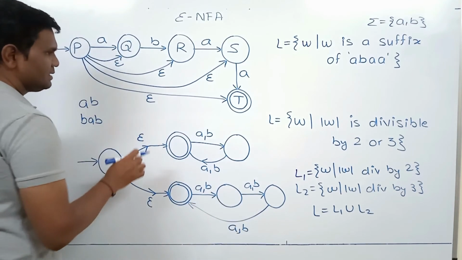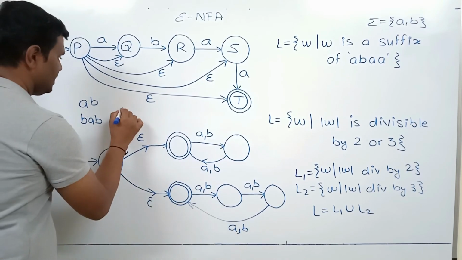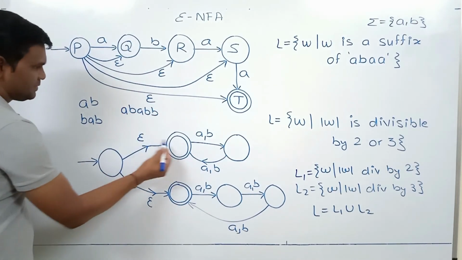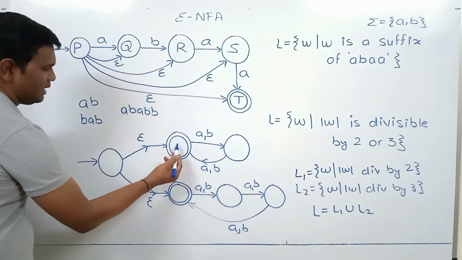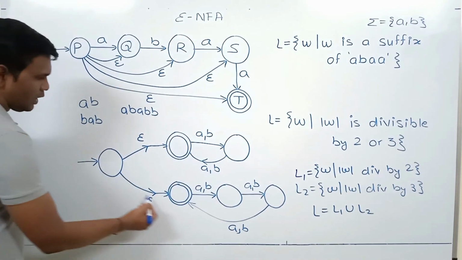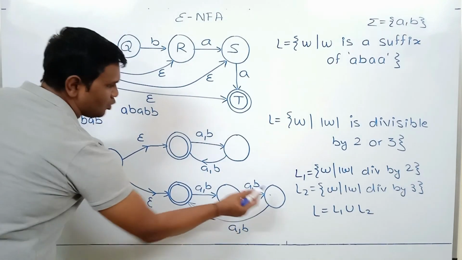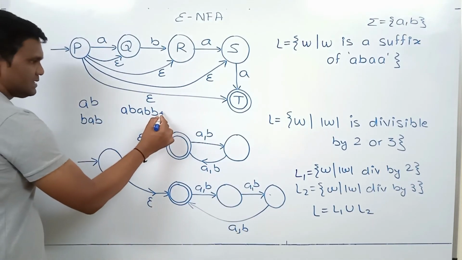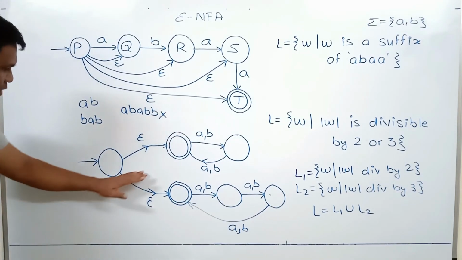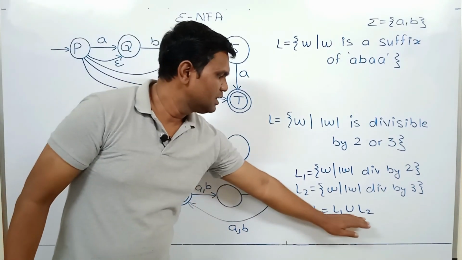Now if the string length is neither divisible by 2 nor divisible by 3, consider AB, ABB. So epsilon AB, ABB, it reaches a non-final state. Here also epsilon AB, ABB, it reaches a non-final state. So this string is not accepted by the NFA. So this is the required NFA for language L. L is L1 union L2.